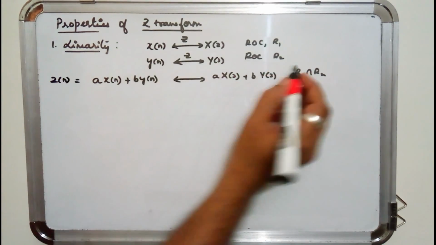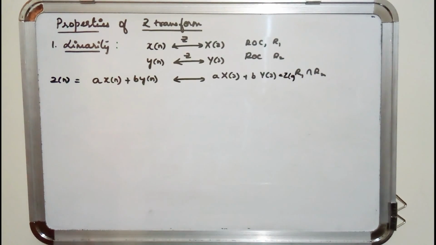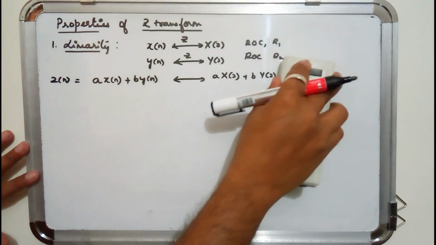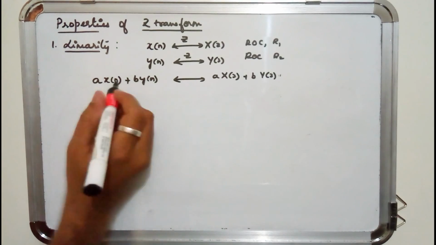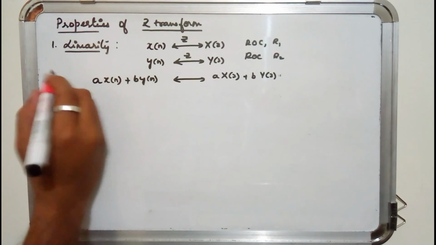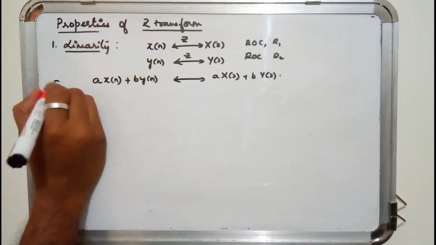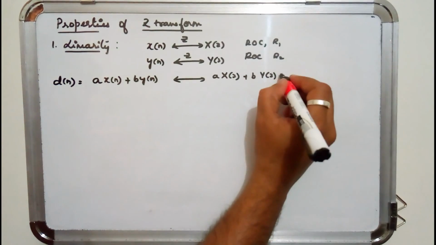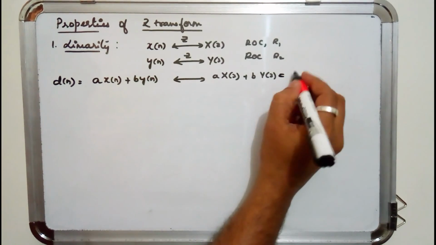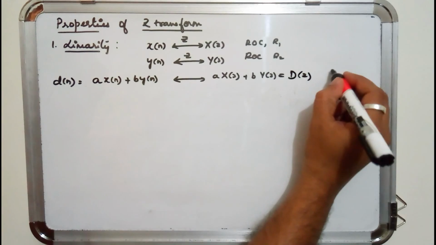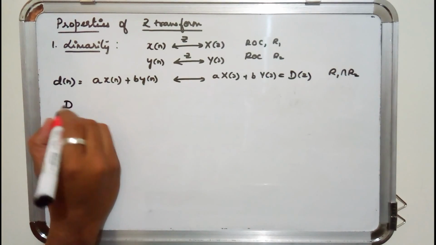You take a different variable, because you're already dealing with x and y. I'll take d of n, and here also I will take capital D of z, and the ROC is R1 intersection R2. So now how do I get D of z?